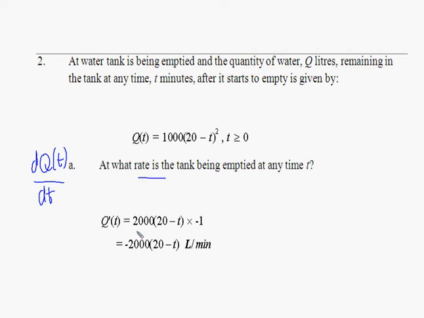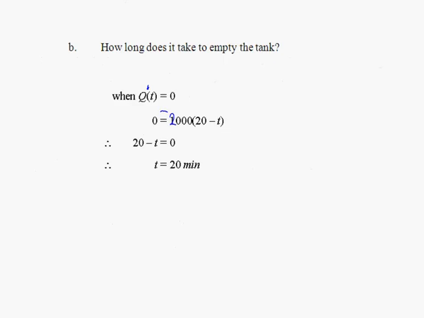Then we're talking about the first derivative. So we derive this function. Again, the 2 comes down, multiplies by the 1,000, subtract 1 from the power, and because it's a chain rule, make sure we multiply by minus 1, because that's the derivative of 20 minus t, gives us minus 2,000(20 minus t) litres per minute, which should make sense, because it's being emptied, so we should be losing, so it should be a negative, so that makes some sense.